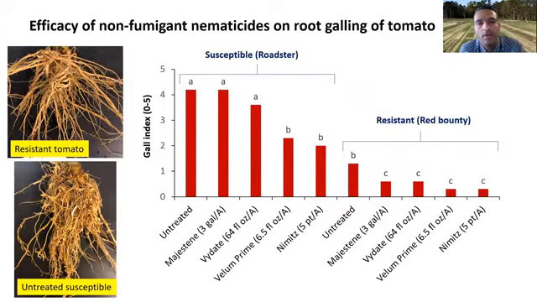Looking at the gall rating data, as you can see, the resistant variety had a significantly lower gall rating compared to the susceptible one. If you look at the untreated check for the susceptible versus the untreated check for the resistant, you can see there is a significant reduction in the gall rating. However, if you look at the data for the plots treated with nematicide, you can see the resistant variety had a really low gall rating compared to the plots of susceptible tomato treated with nematicide.